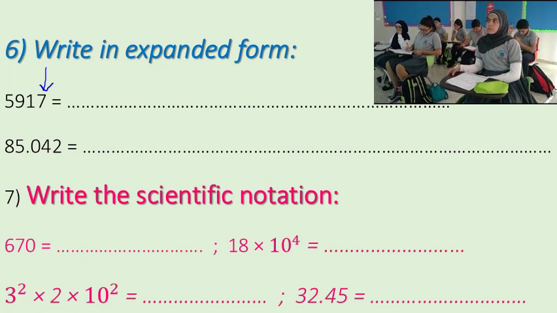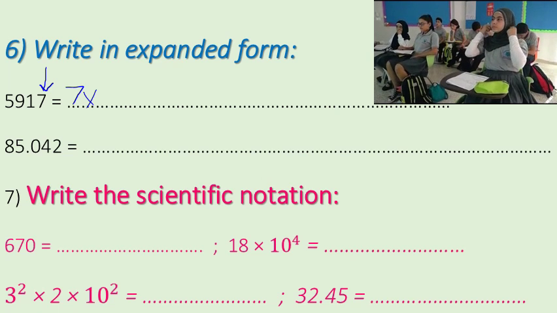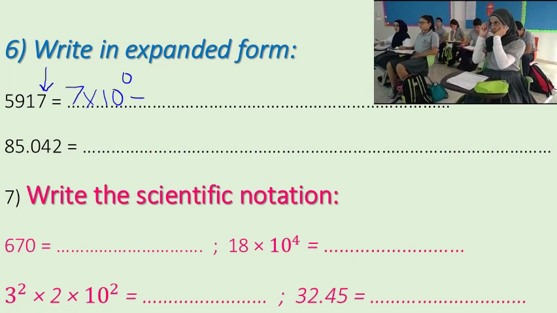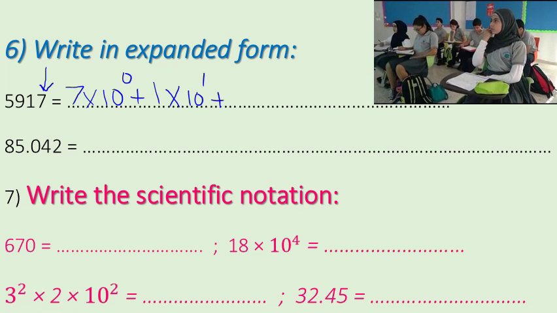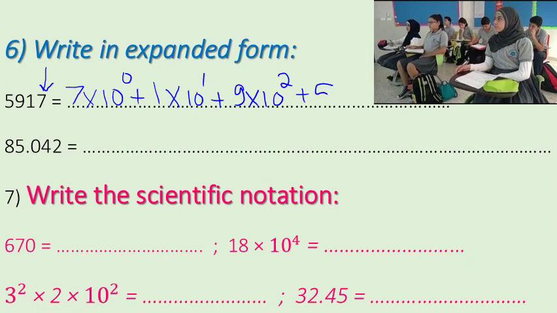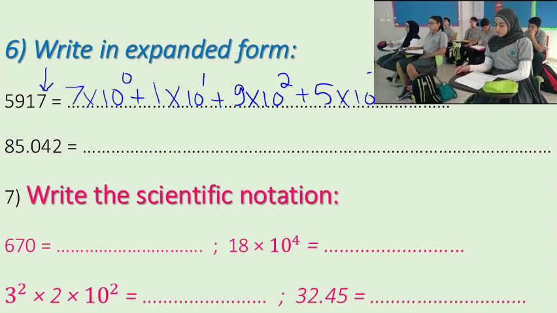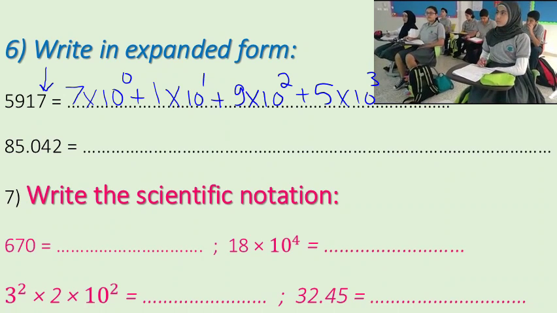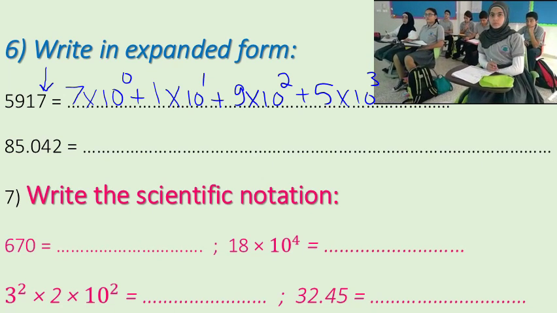Yes, Hassan, tell me, what's the expanded form of this? 7 times 10 to the power 0, plus 1 times 10 to the power 1, plus 9 times 10 to the power 2, plus 5 times 10 to the power 3. Thank you. We are multiplying each digit according to its unit, okay?